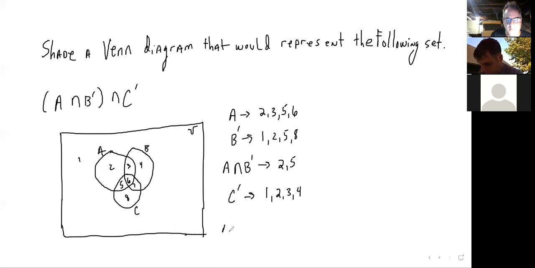So finally, we're there. This, which we figured up to be regions 2 and 5, we want to intersect with C complement, which we now know is regions 1, 2, 3, and 4. They have in common 2, and that is it. And here's 2. So I now know what to shade.